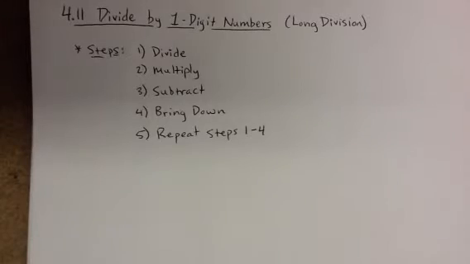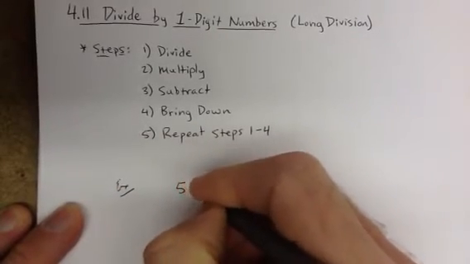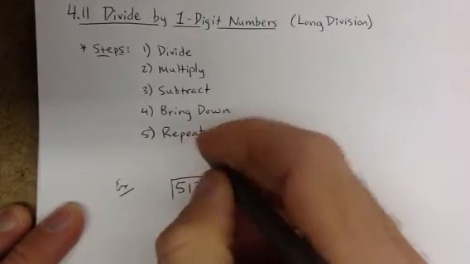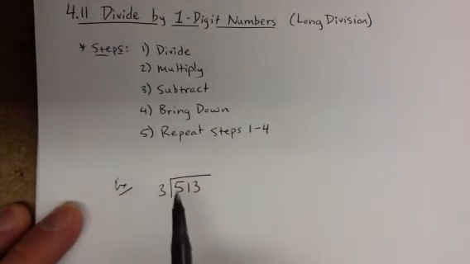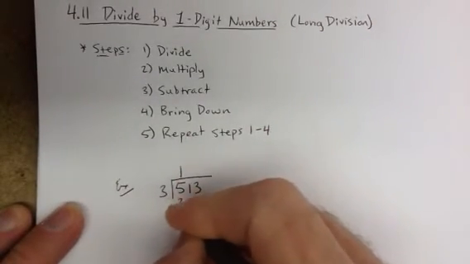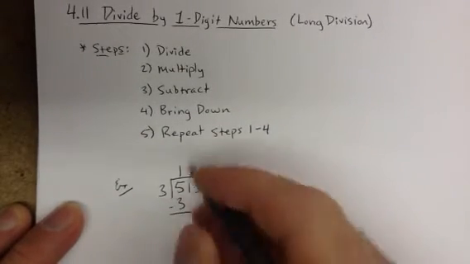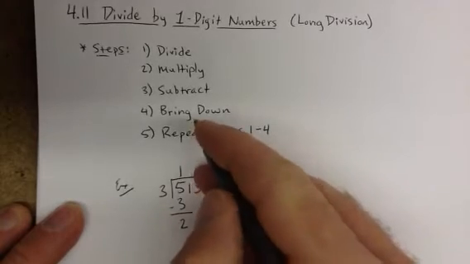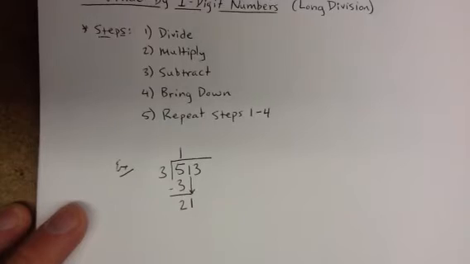So let's take a look at an example here. Say we have 513 divided by 3. Well, first thing we want to do is divide. How many times will 3 go into 5? Well, it's 1 time. 1 times 3 is 3, so that's multiply. Next we subtract. 5 minus 3 is 2. And finally, we bring down. So I'm going to bring down the next digit, which is a 1.